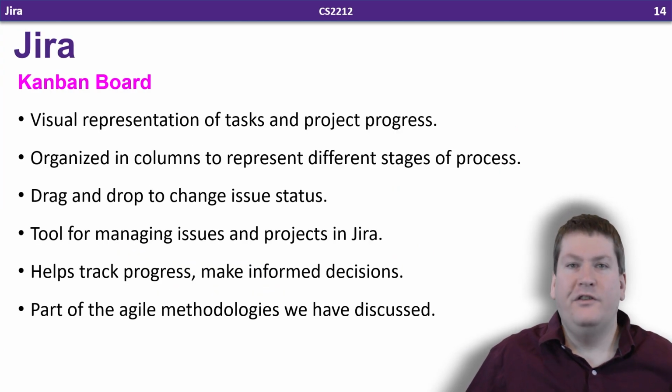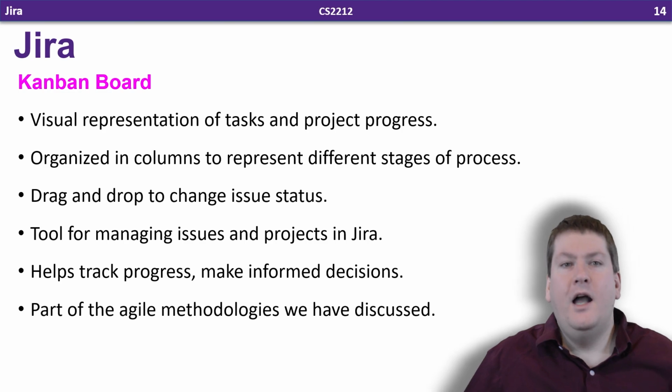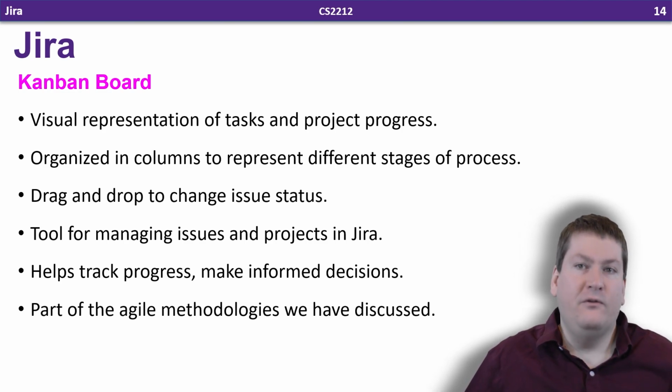Now that we have an understanding of what issues are in Jira and have taken a little bit of a look at that interface, let's talk about one of the most important tools for managing these issues, the Kanban board. A Kanban board is a visual representation of work organized in columns to represent different stages of a process. In Jira, you can use a Kanban board to visualize the progress of your tasks and your project as a whole, and to also see what needs to be done next.